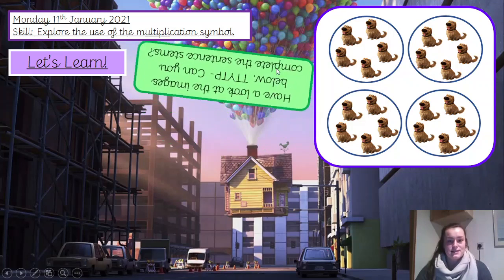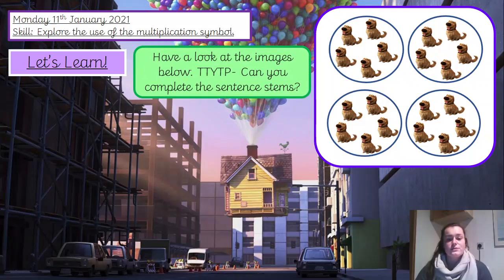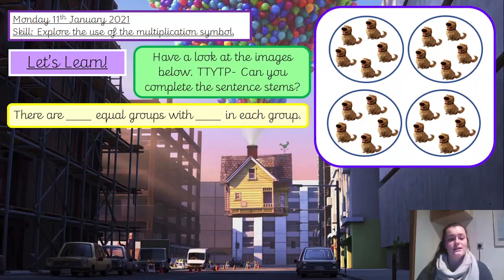Can you complete these sentence stems? So again, if you're in school, you can do this with your partner. If you're at home, you can do this with your adult. So there are blank equal groups with blank in each group. Now you can either write this down and fill in the blanks, or you can just talk about this with your partner. Okay, so there are 1, 2, 3, 4 equal groups with 1, 2, 3, 4, 5 in each group. So you should have written, there are 4 equal groups with 5 in each group.